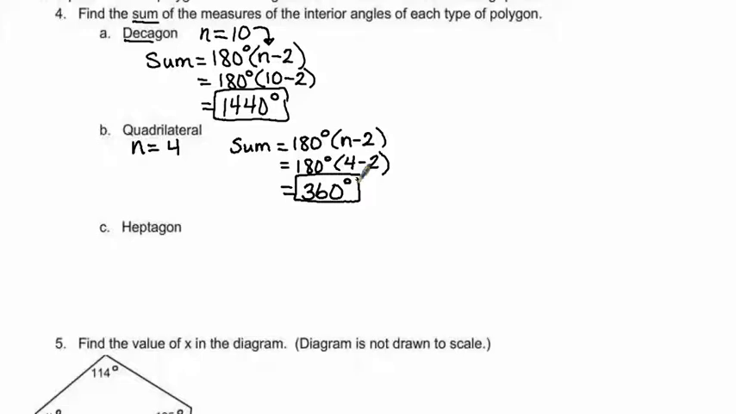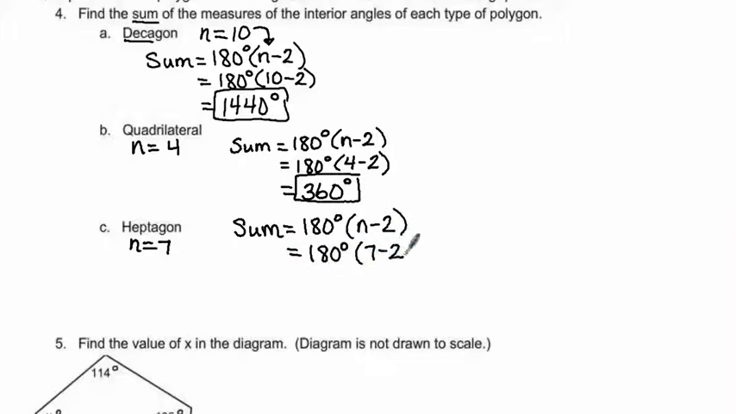And the last one, a heptagon. Remember, a heptagon has 7 sides. So same formula, the sum equals 180 degrees times n minus 2, substituting in a 7. So 7 minus 2 is 5. 5 times 180 gives us 900 degrees. And remember, this is just the sum of the values.